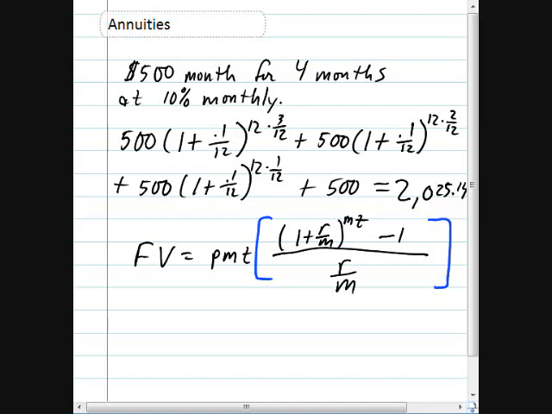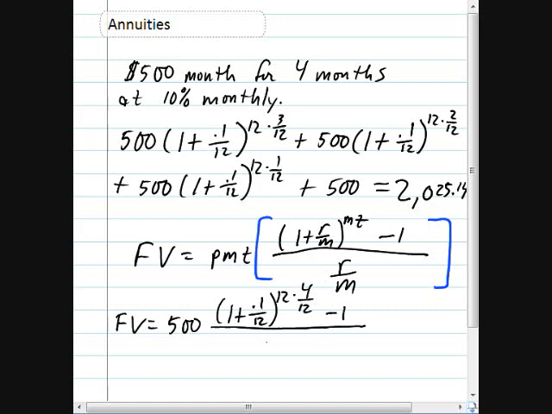Now, if we wanted to, we could compute the future value of the previous example. It's $500 times 1 plus r over m raised to the m times t. In this example, t is 4/12ths of a year, minus 1 all over r over m. If you work this out in your calculator and you round it to the nearest penny, you'll find that you get $2,025.14.